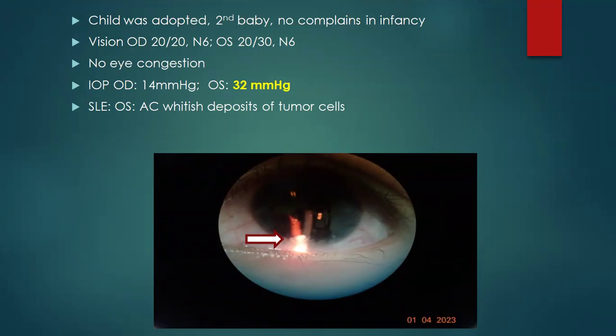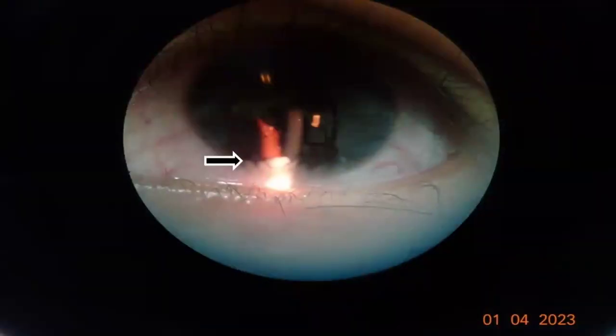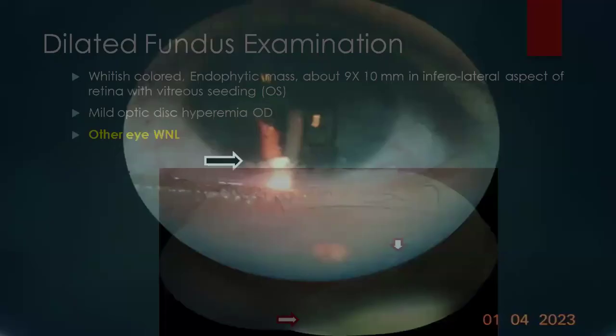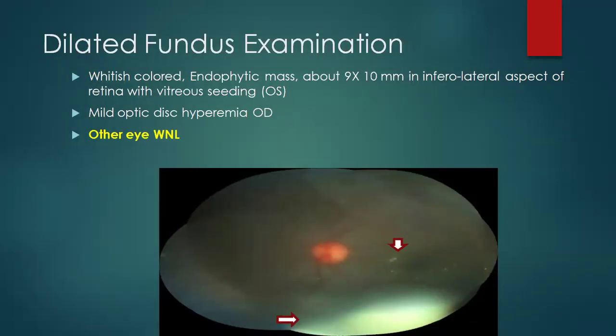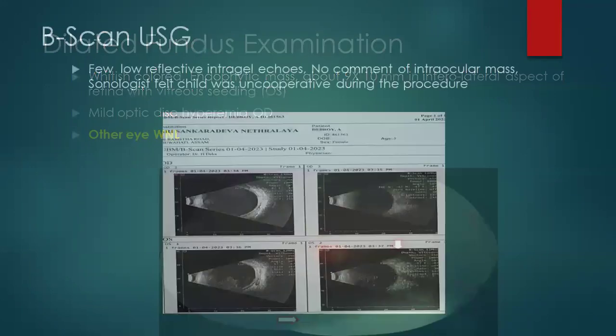On examination in slit lamp by myself, I saw some anterior chamber uveitis deposits, tumor cells. And in larger magnified view, you can well appreciate there are fluffy whitish deposits, and the pupil was constricted. When I dilated the pupil, there was an inferior temporal endophytic retinoblastoma, group E, with some vitreous seedings.